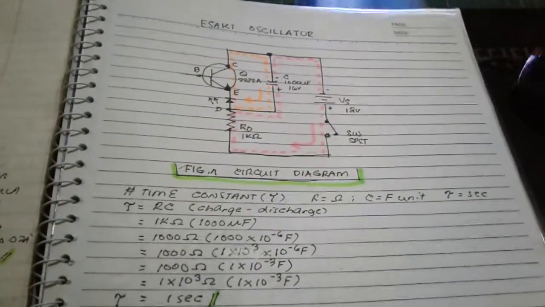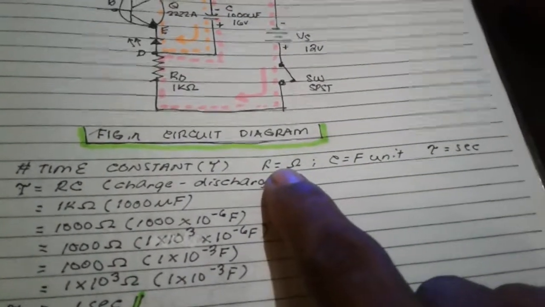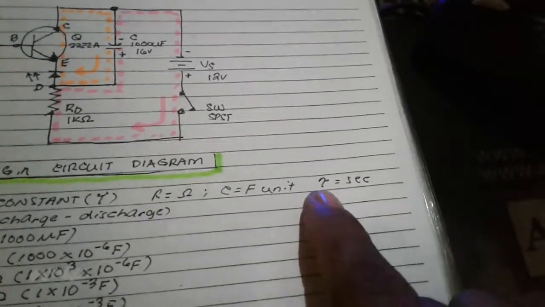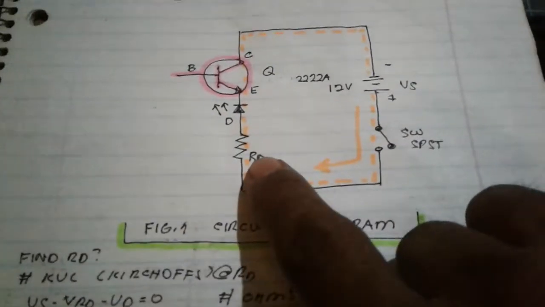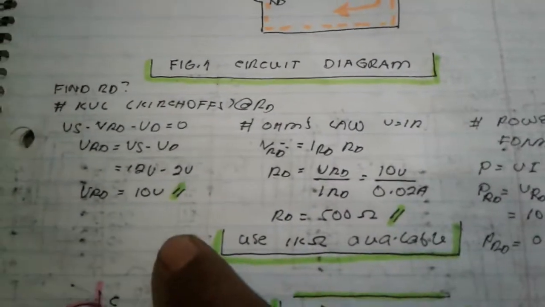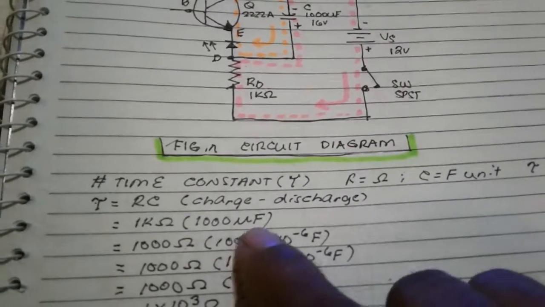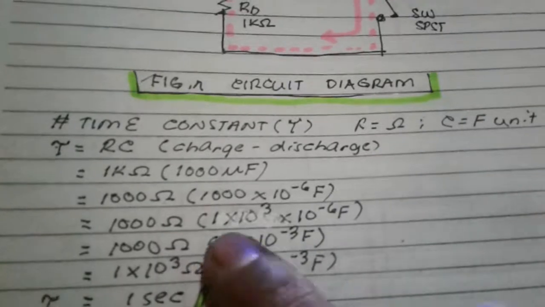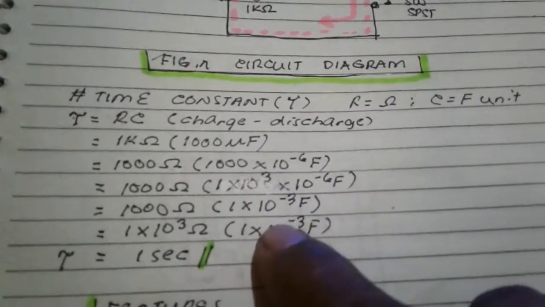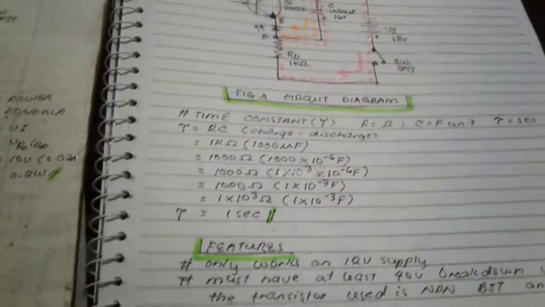And we find the time constant of this oscillator circuit here. That is time constant, resistor in ohms, capacitor in farad, time constant in seconds. So we have here 1 kilo ohms. We have computed that here from our previous projects. And we have this 1000 microfarad capacitor. We are using 1000 microfarad capacitor, converting it to farad, and then according to the mathematical expression here, 1000 is 1 times 10 cubed, then minus 6 plus 3 becomes 1 times 10 to the negative 3, 1 second. That's it, the time constant of the circuit.